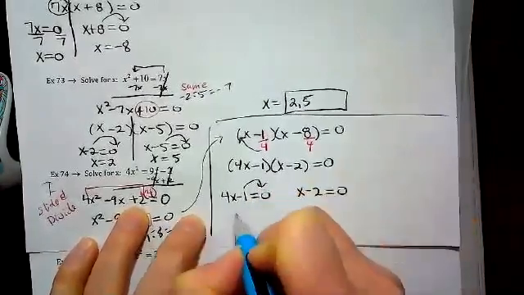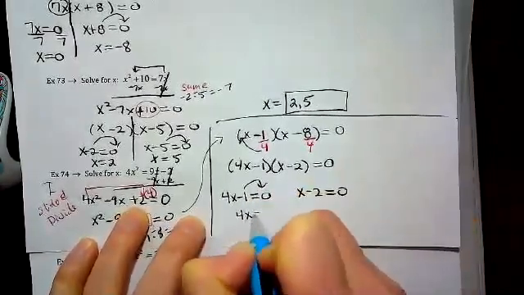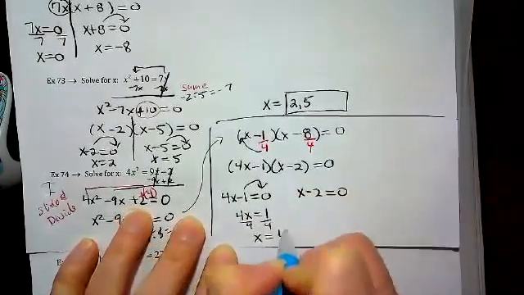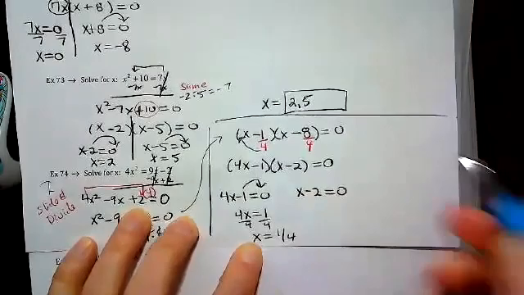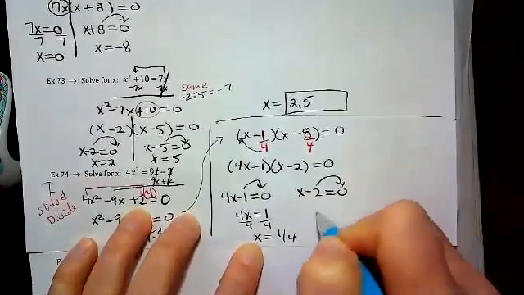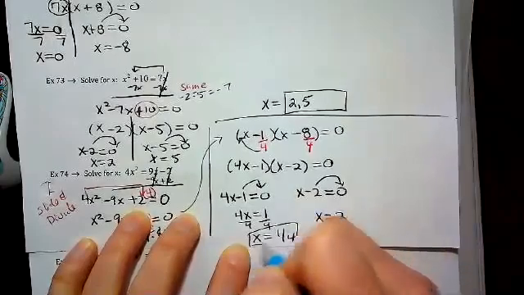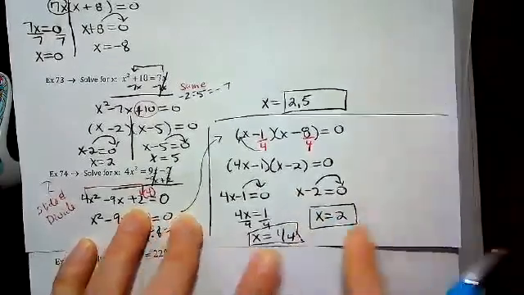So I'm going to add 1 over. So I get 4x equals 1 and divide by 4. So x equaled 1/4. And here x equals 2, a positive 2 when you move that over. So your two solutions are 1/4 and 2.